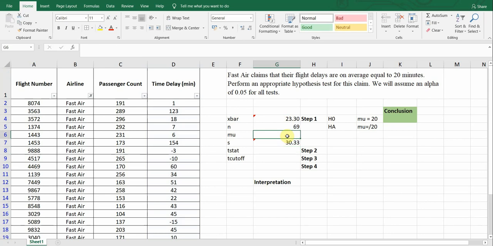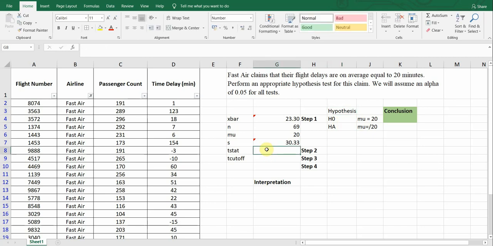The next information which we already know is the mu value, that is the population mean, which is 20 minutes as per the hypothesis that we have over here. We have the null hypothesis as mu is equal to 20 and the alternate hypothesis as mu is not equal to 20. We need to see which one we accept and which one we reject. To find out whether we should accept or reject the null hypothesis, we will first calculate the t statistic.